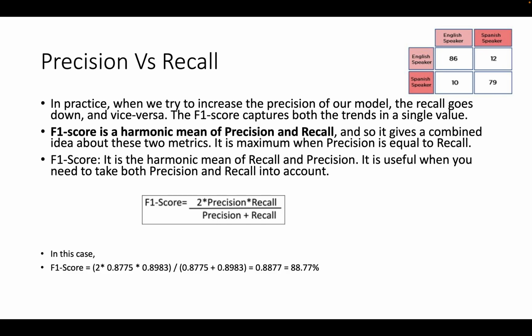वो तो समझ गया. It is useful when you need to take both precision and recall into account. ठीक है. F1 score का formula is 2 into precision into recall upon precision plus recall. In this case, our F1 score is 88.7%.